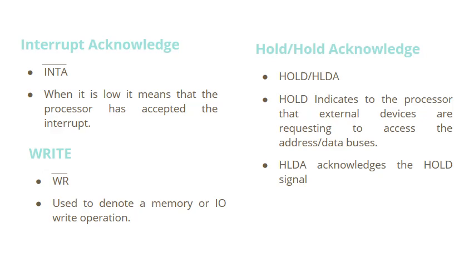Next we have the hold and the hold acknowledge signals, which are denoted by HOLD and HLDA, which is available on pin number 31 and 30 respectively. The hold signal indicates to the processor that the external devices are requesting to access the address and data buses. The processor acknowledges the hold signal by sending out the HLDA signal.